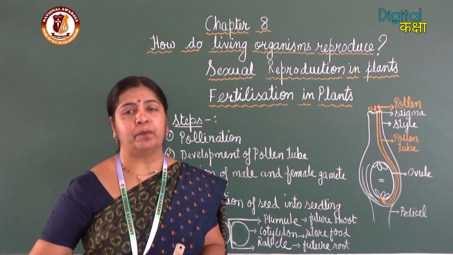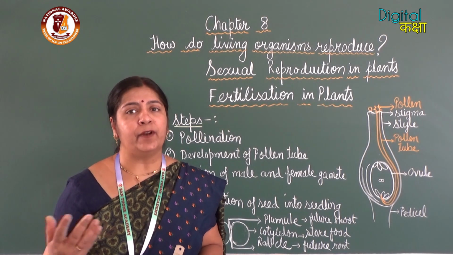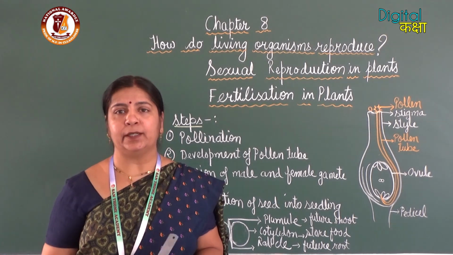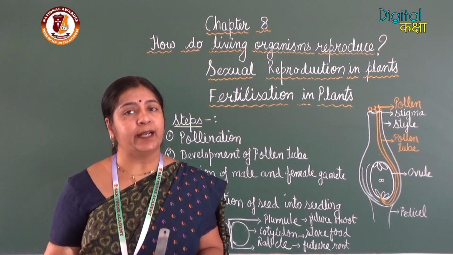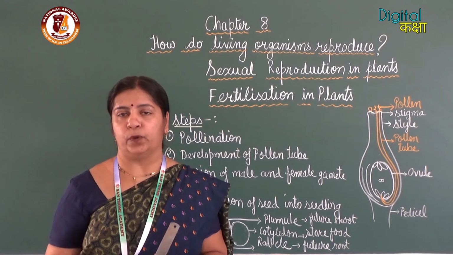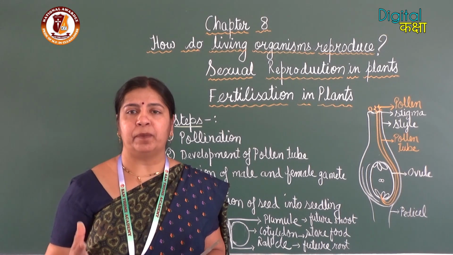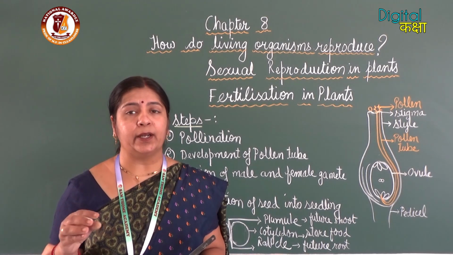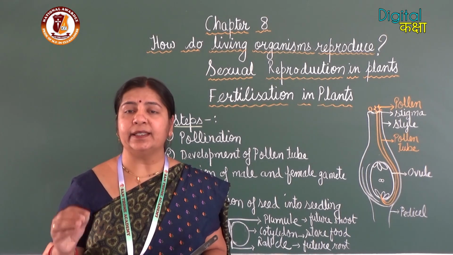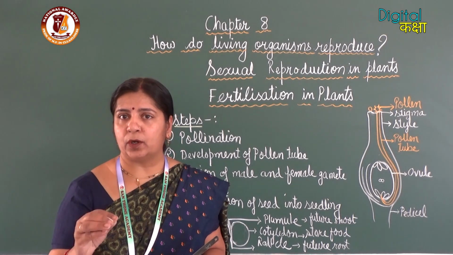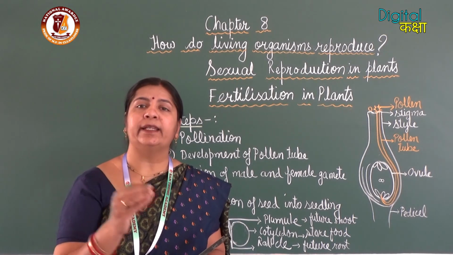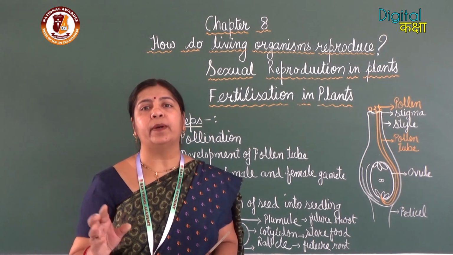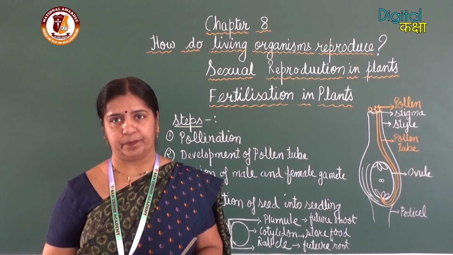So which part of the flower develops into fruit? It is ovary. And which part of the flower develops into seed? That is ovule. You must have seen the seeds of papaya, watermelon, mango, etc. So in all these, the seeds are present inside the fruit because ovule is present inside the ovary. So each seed has a growing embryo inside it.